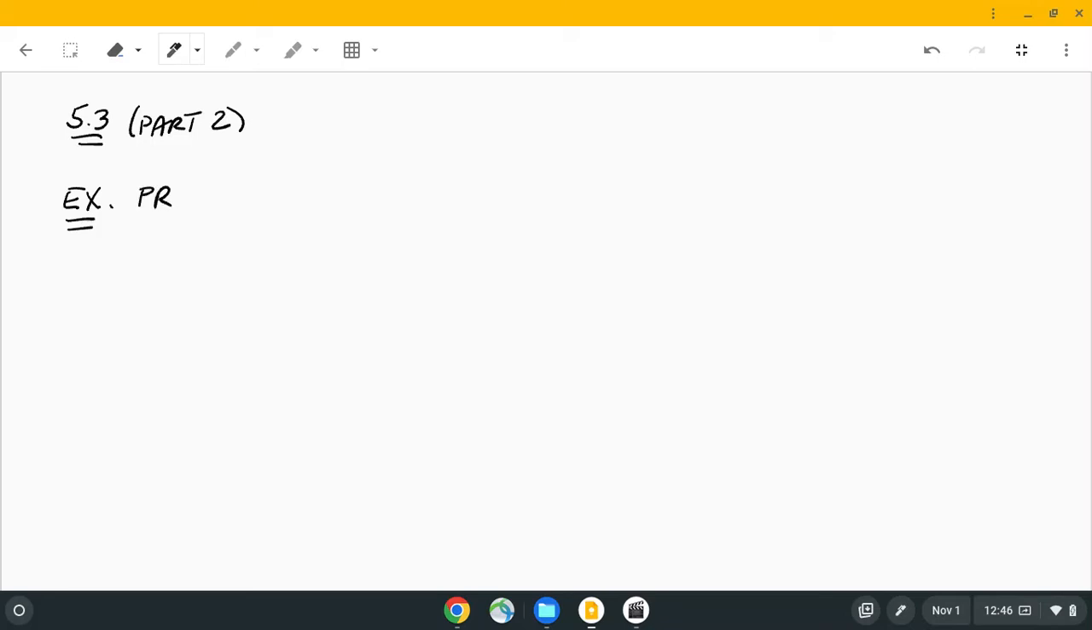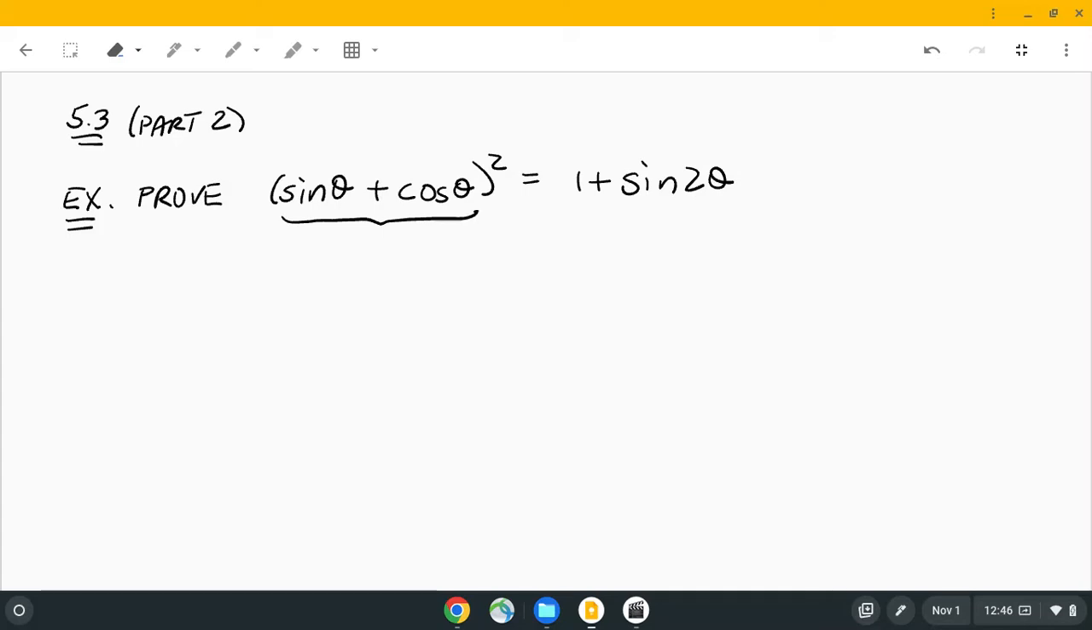where we have to prove sine theta plus cosine theta squared equals 1 plus sine 2 theta. Okay, so you choose one side, if you remember proving identities. You pick one side, usually, but not always. You choose the side that looks like it's more complicated. Even if you choose a side, if you feel like you're getting stuck on one side, then try using the other side, okay?